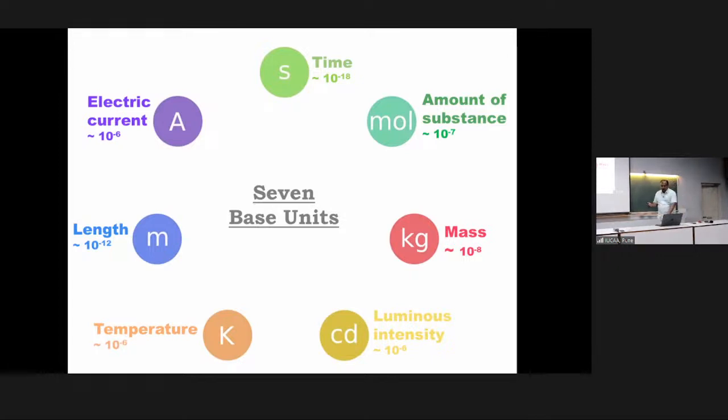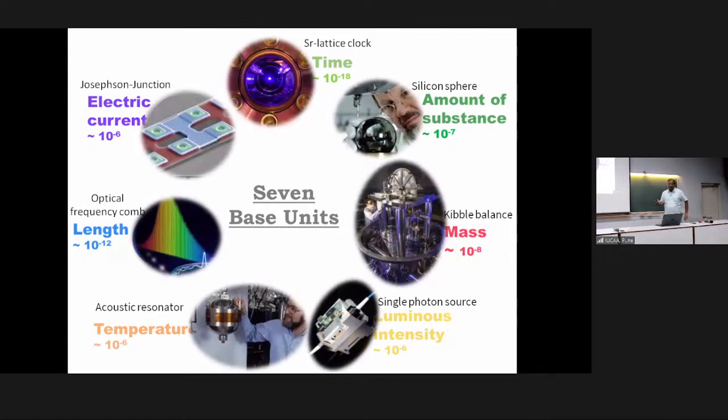Okay, and just one more thing before I go into my topic. For example, what are the different systems being used to measure all these seven quantities most accurately? For time, the most accurate clock is based on optical clock. But the international definition is not based on optical standards at this moment, it's based on microwave standards. But optical clocks actually can do it much better.